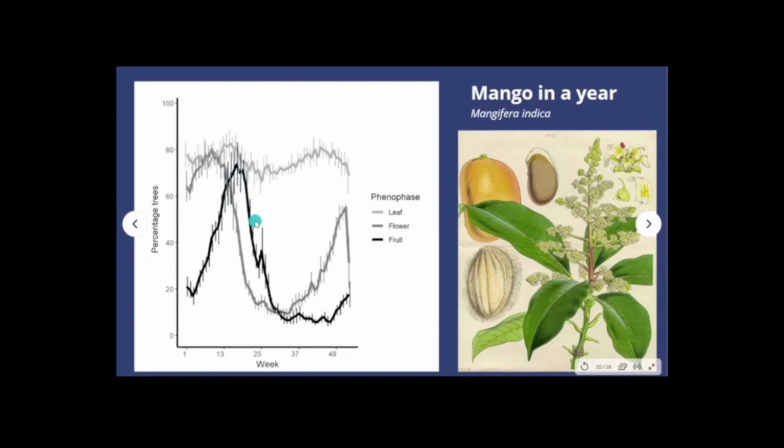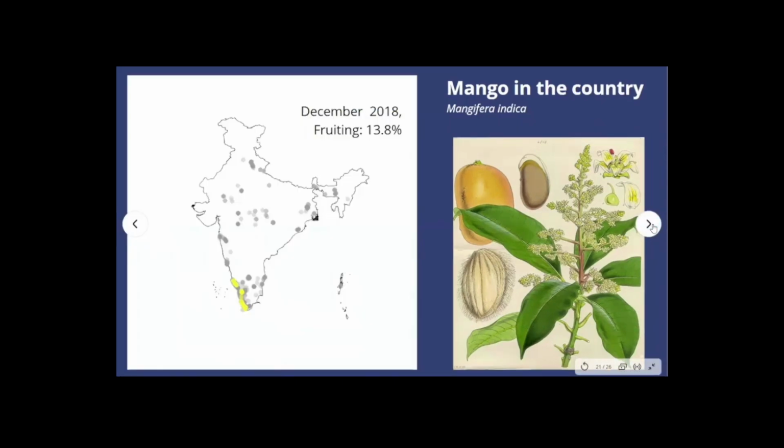Well, it's because most of this data is coming from Kerala, and the trees in Kerala happen to be fruiting during those months. But what's happening in the rest of the country in mango trees? When do mango trees fruit in the rest of the country? So to understand that, we carried out some events which were happening on like 4 days, short events, when we asked people to go out and look at as many trees as they could.